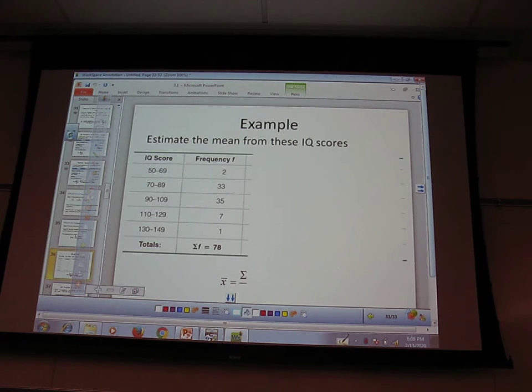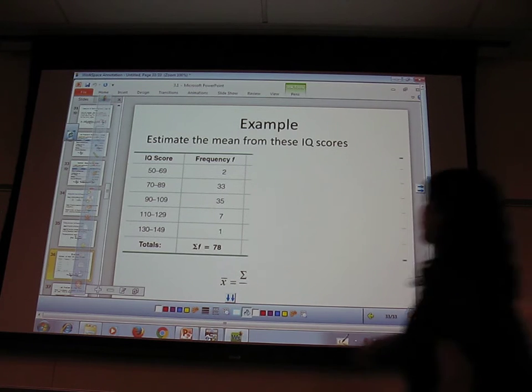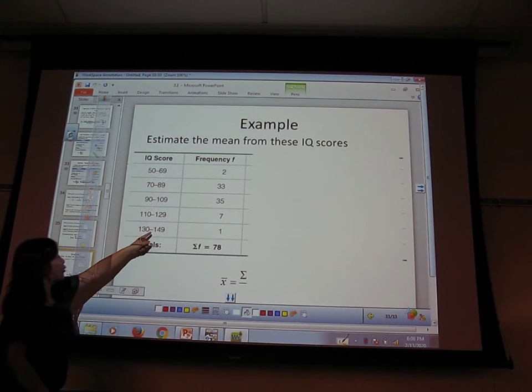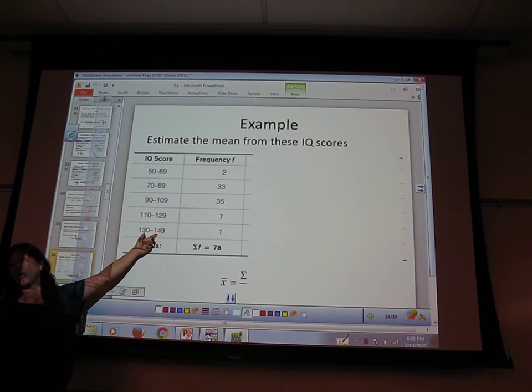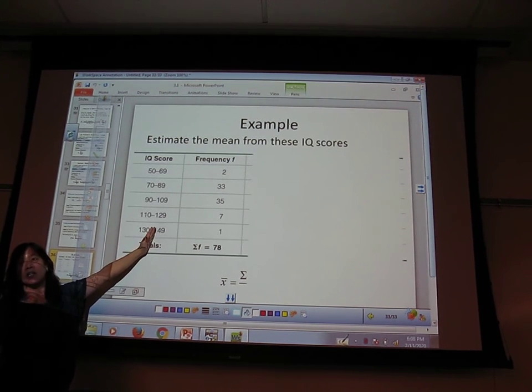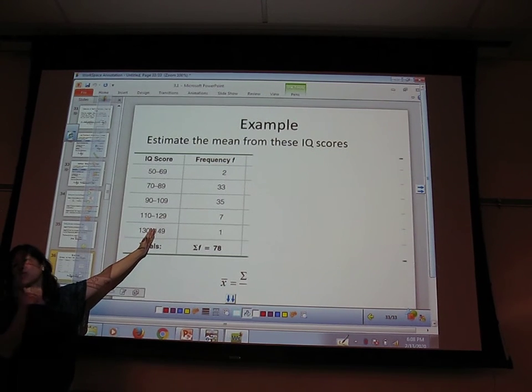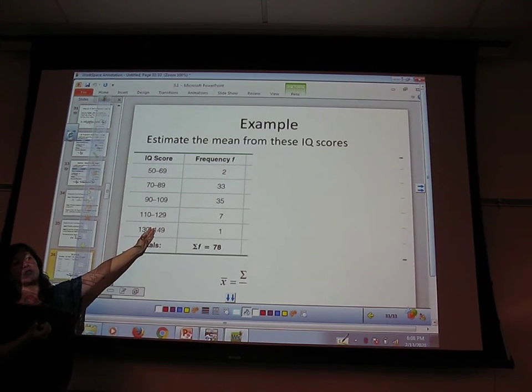Because it's kind of the best typical answer. Because if I picked 130, then if I had 149, I'd be really far away. If I picked 149, then if it was 130, I'd be really far away. If I picked the midpoint, then it can't be more than halfway either direction from the actual data values. You know what I'm saying?